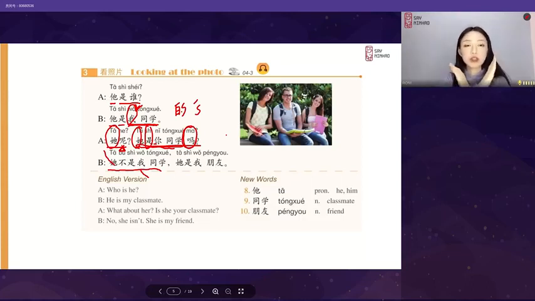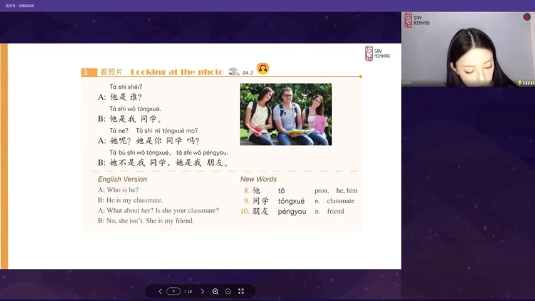他不是我同学。他不是。不是 is the negative form of 是. It means no, she is not my classmate. 我同学, my classmate. And what is she? She is my friend. 她是我朋友. 朋友 means friend. 我朋友, my friend. Okay, now let's read it from the start.